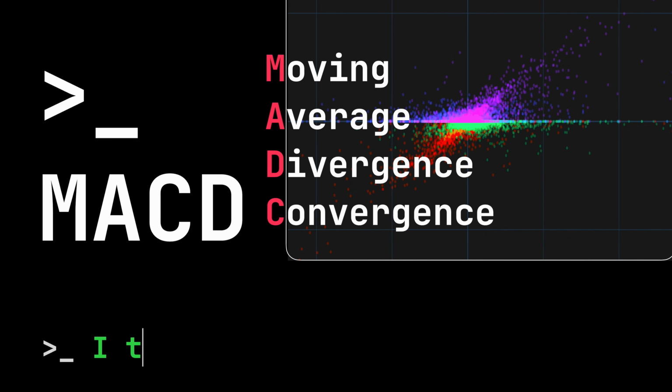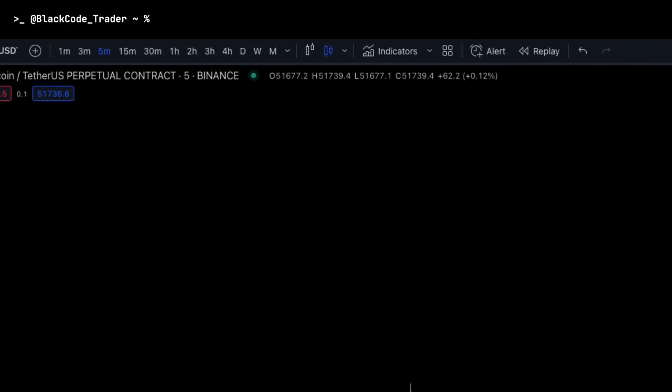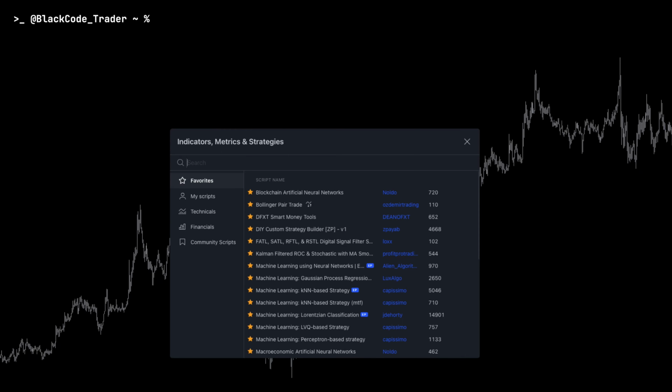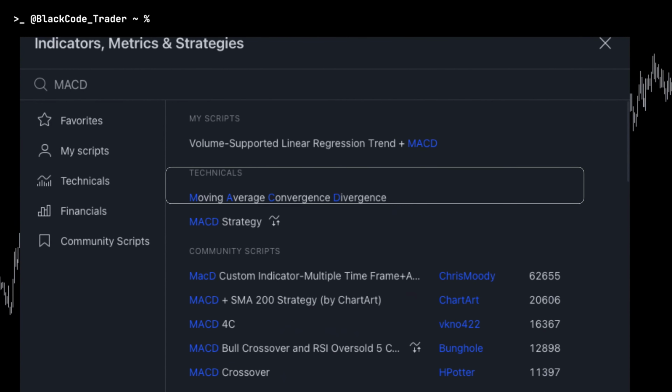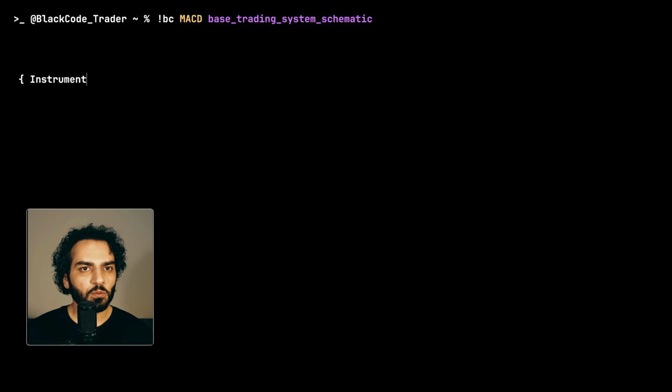I tested this indicator 1,000,000,000,000,000 times. I tested MACD first by running a test to find out which combination of its parameters works best for the data I am using. And then I pulled a lot of statistics out of the signals it produced, and to be honest, I got super exciting results. It opened my eyes to a completely new way to use these financial tools.